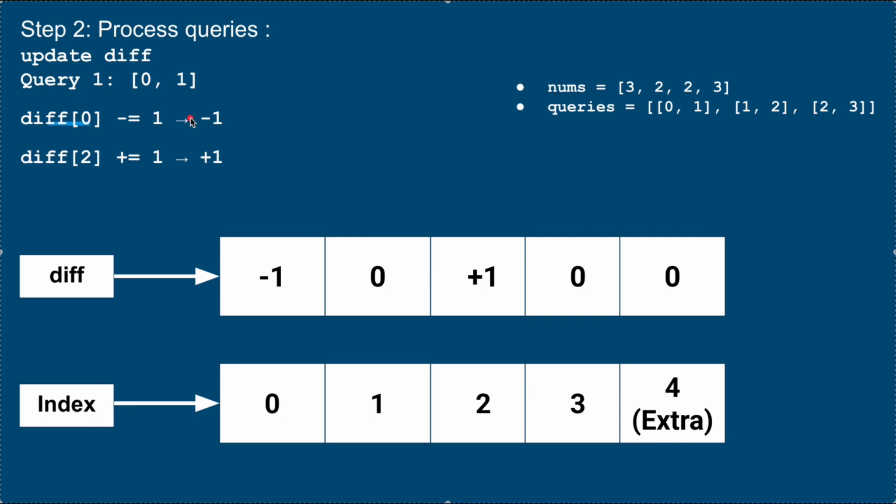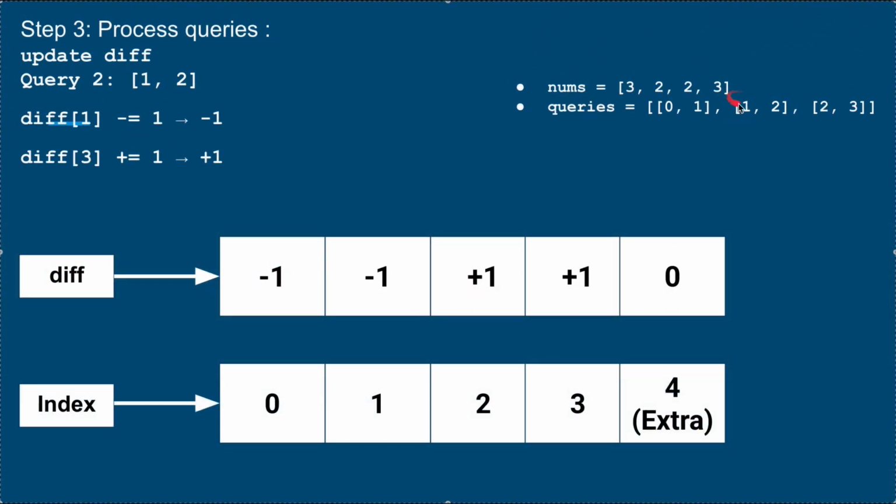So for that we will update our diff array, meaning we initialize the queries. After that, for the first query, we do minus and then we do plus. So for each query, at the start index we do minus, and at the end index we do plus. So if you see, we will get -1 here, and here we will get +1. So we update -1 and then plus.